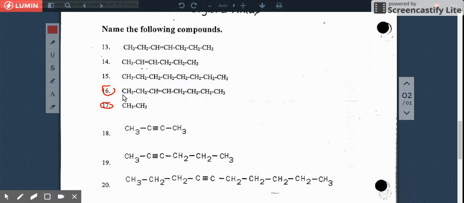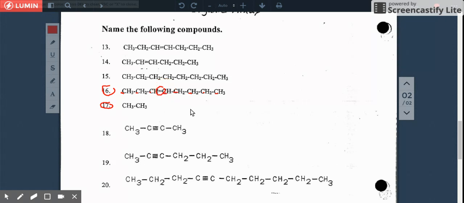The first part is pretty simple. Since we're just looking, it's always easier to name them than to draw the molecule from a name. So here, just count how many carbons. 1, 2, 3, 4, 5, 6, 7, 8. Okay, 8 carbons. Also, keep note of the double bond. Look, there's a double bond.